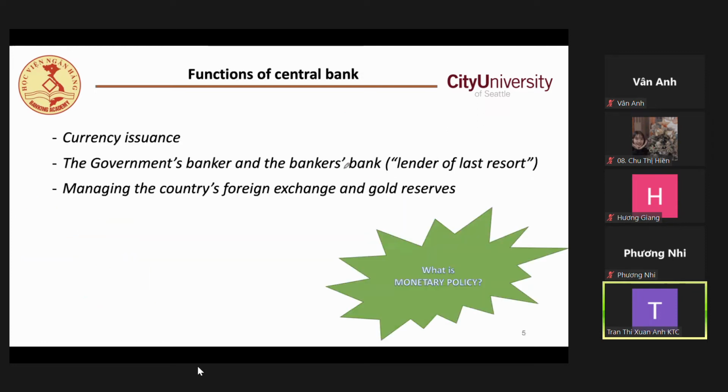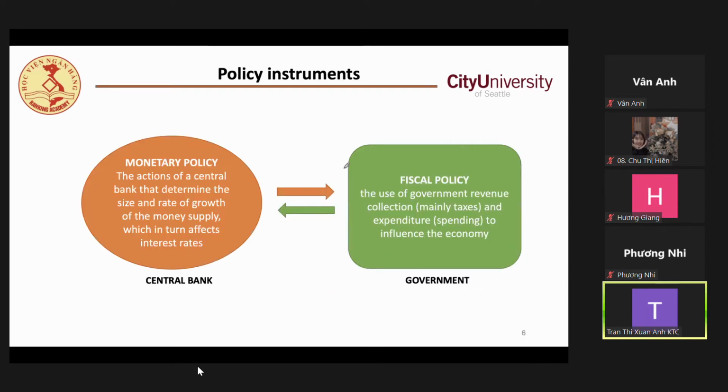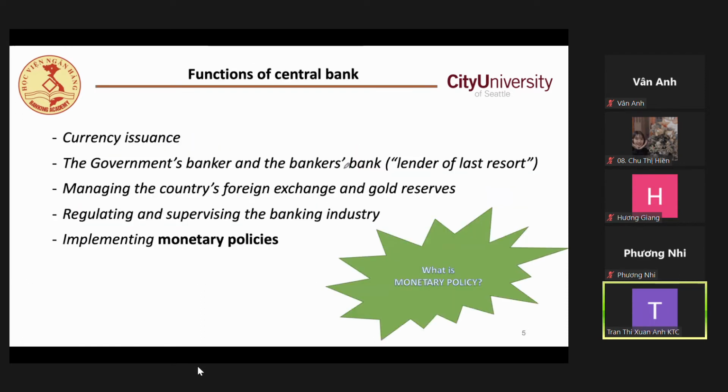The main functions of the central bank here, we mention some. The first one we call currency issuance. Currency issuance is the first and also the most important role of the central bank, and it makes the central bank totally different from the other institutions of the economy.